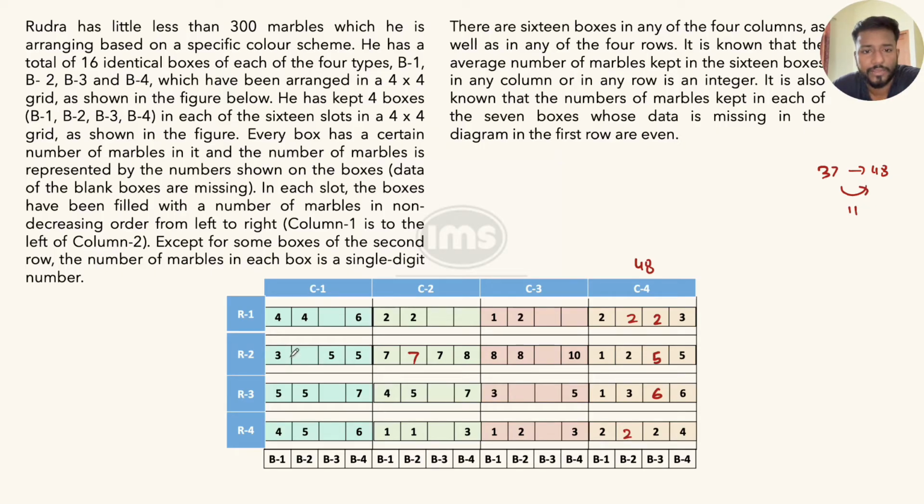5 + 5 is 10, 10 and 3 is 13, 13 + 7 is 20, 20 and maybe 14, 34, 34 and 8, that is 42, 42 and 8 is 50, 58, 58 and 10 is 68, 68, 69, 69 plus 2 is 71 and 71 plus 10 is 81. It is currently 81. Now what is that multiple ahead of 81?